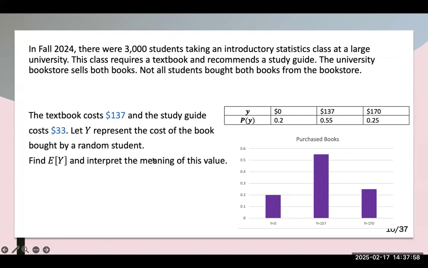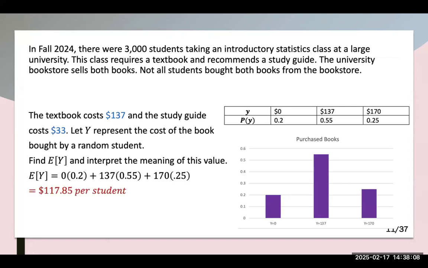Now let's calculate the expected value of Y and interpret its meaning. So we're going to do the same thing we did with the expected value of x, it's just that our y values are different. So we're going to take 0 and multiply by 0.2, 137 by 0.55, and 170 by 0.25. We'll get 117.85 per student. And what this means is that all of the students who come in, if we write down how much each student spent, it should average to about 117.85.